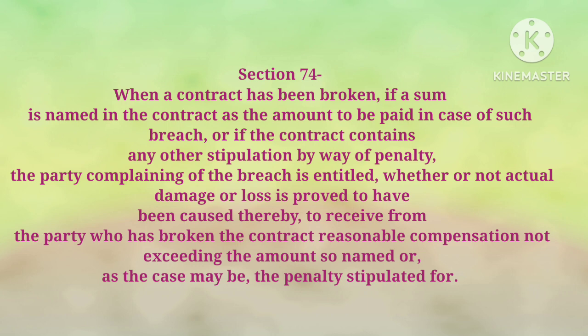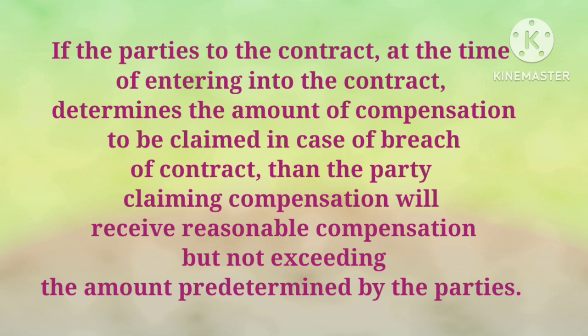So, as per section 74, when the parties have mentioned in the agreement the amount of compensation to be paid in the case of breach of such contract, then the injured party is entitled to receive from the party committing the breach the reasonable compensation not exceeding the amount named in the contract. That is, when the parties in the contract have initially mentioned the amount of compensation to be paid at the time of breach of the contract, then the party claiming compensation is entitled to receive only a reasonable amount of compensation but not exceeding the amount mentioned in the contract.